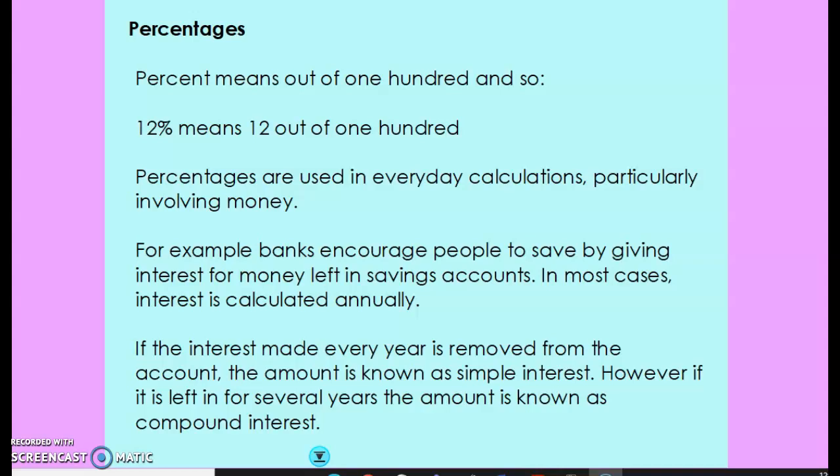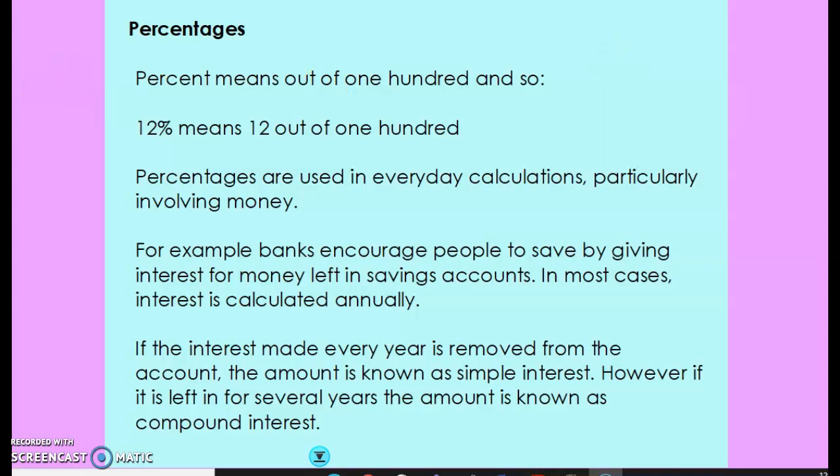Next topic we're going to have a look at is percentages. Now, percent means out of 100, so if we think about 12%, that would be 12 out of 100. Percentages are used a lot in everyday calculations, particularly when money is involved. For example, banks encourage people to save by giving interest for money left in savings account. This interest is usually given as a percentage of the amount in the bank.